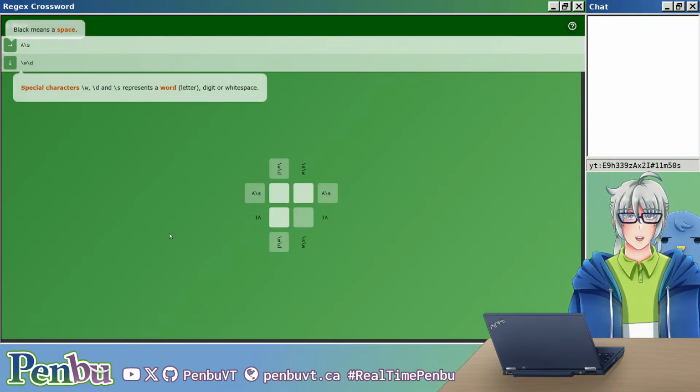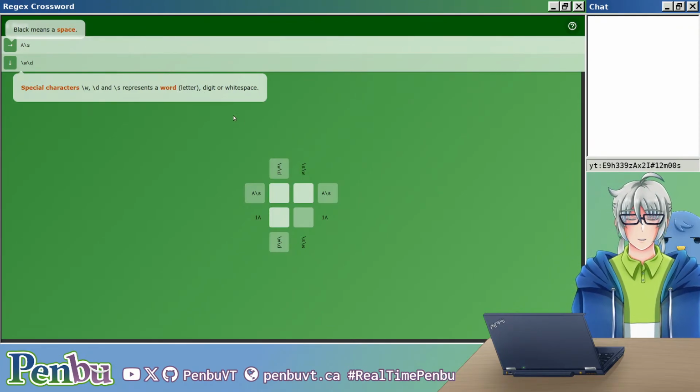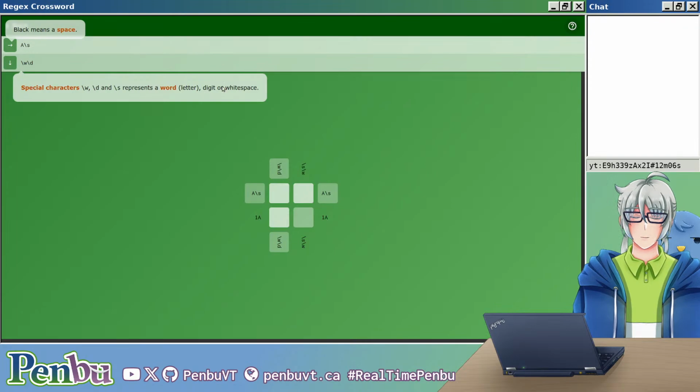Black means a space, and special characters \W, \D, and \S represent a word character, digit, or white space. In this case, white space, digit, or no, word. This isn't the correct order. Word, digit, and white space. S standing for space.